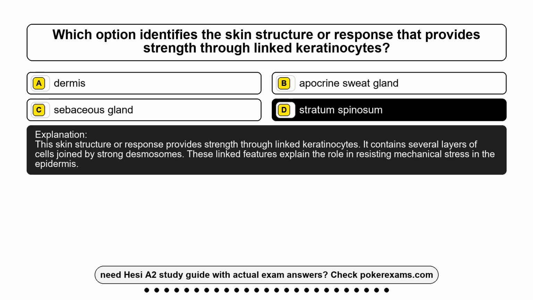This skin structure or response provides strength through linked keratinocytes. It contains several layers of cells joined by strong desmosomes. These linked features explain the role in resisting mechanical stress in the epidermis.